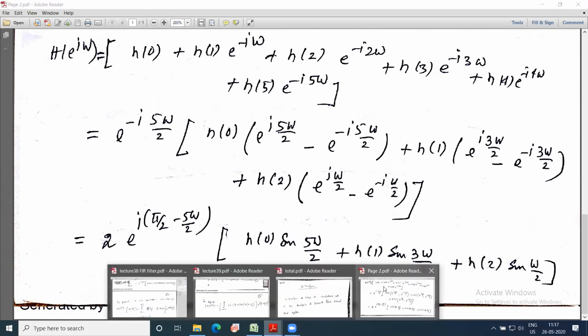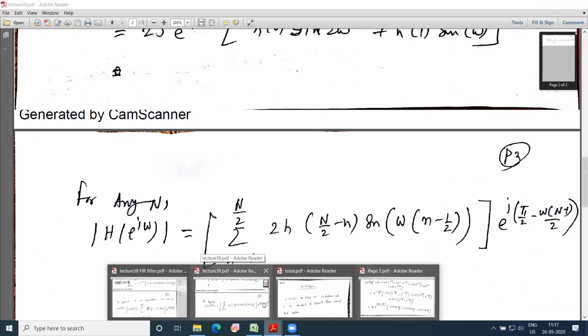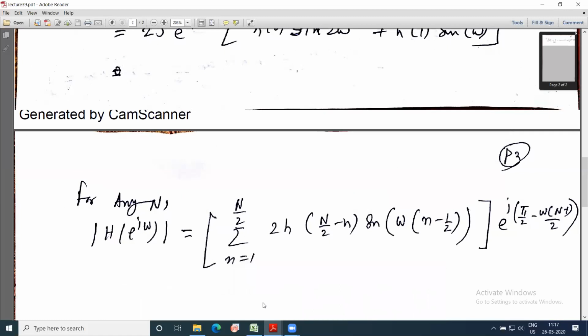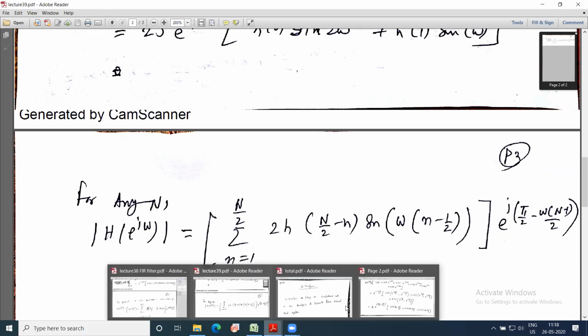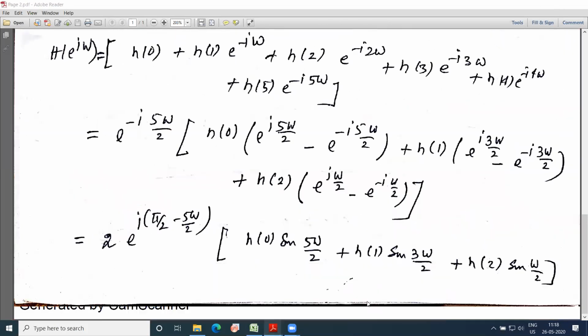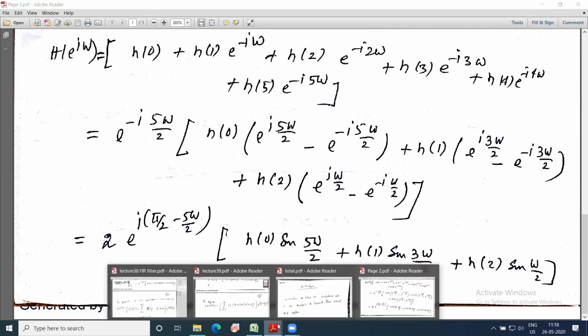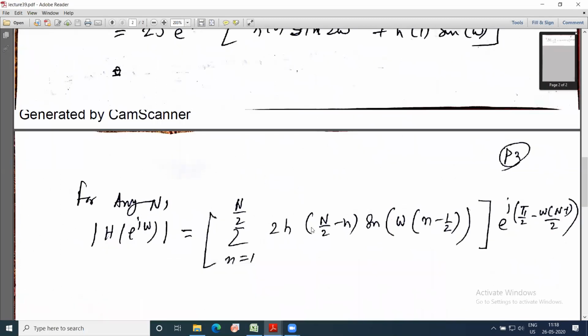Now if I look at n equal to 3, n equal to 3 means 2h0 sine 5 omega by 2, sine 5 omega by 2. So if you look at here, 2h. All right. Yes. So what I have to do now: this page 2 is missing in this lecture. This page 2 is not there. I have to insert page 2 in between and I will send it to you.